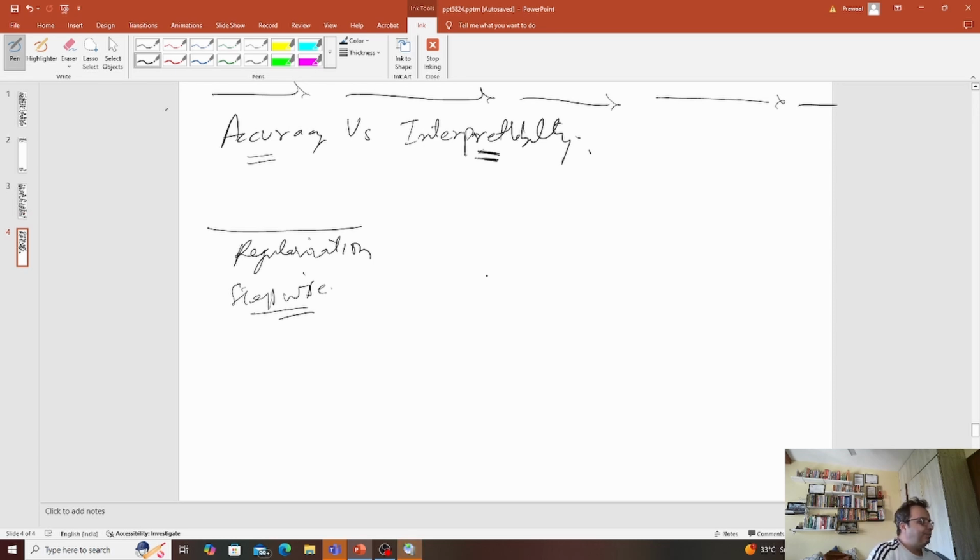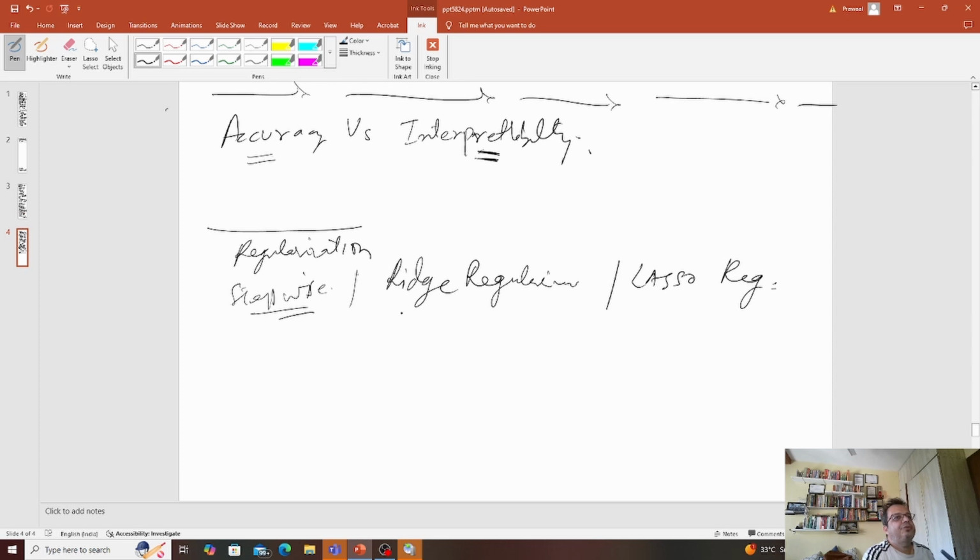So that's on your more numerical ways to do stepwise regularization. But there are two more methods of regularization which are important with respect to the question that you may get, and those are ridge regression regularization and lasso regularization.